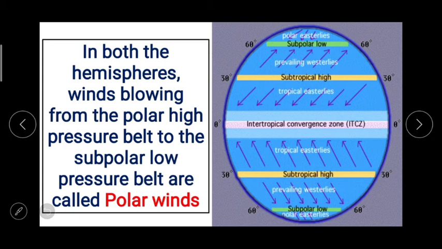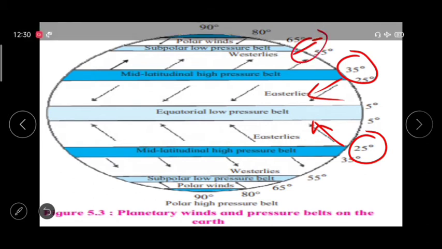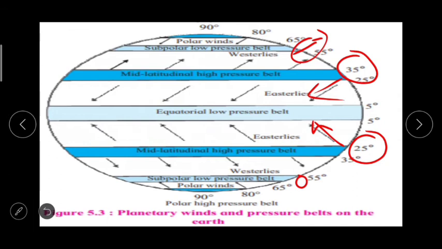And the same thing about the westerlies. In both the hemispheres, winds blow from the mid-latitudinal high pressure belt to the subpolar low pressure belt situated near the 60 degree parallel, here in between 55 and 65, here and here.